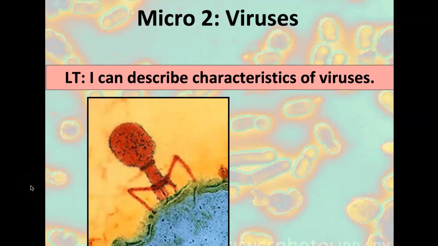Hey, super scientists. We're looking at Micro 2, and we're going to be talking about viruses and characteristics of viruses. I love this image. This is a picture of a bacteriophage.